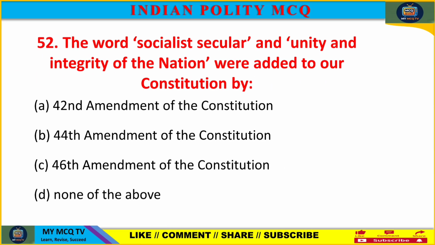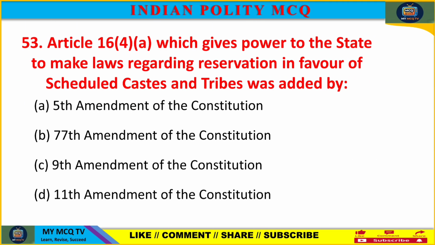The words socialist, secular, and unity and integrity of the nation were added to our Constitution by. Correct answer. A. 42nd Amendment of the Constitution. Article 16(4A), which gives power to the state to make laws regarding reservation in favor of scheduled castes and tribes, was added by. Correct answer. B. 77th Amendment of the Constitution.